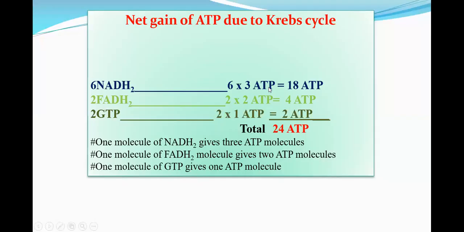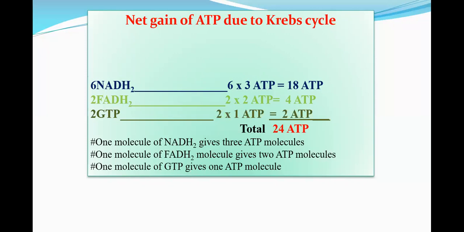During the Krebs cycle, 6 molecules of NADH2 are produced directly. Each of those 6 molecules will produce 3 ATP, so a total of 18 ATPs are produced. Then 2 molecules of FADH2. From 1 molecule of FADH2, 2 ATP are produced, so 2 into 2, totally 4 ATPs. And 2 GTP means 2 ATP, they are equivalent, so there will be formation of 2 ATP molecules. 18 plus 4 plus 2 is equivalent to 24 ATPs produced only during the Krebs cycle.